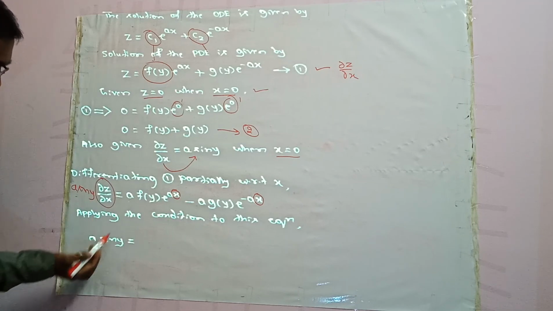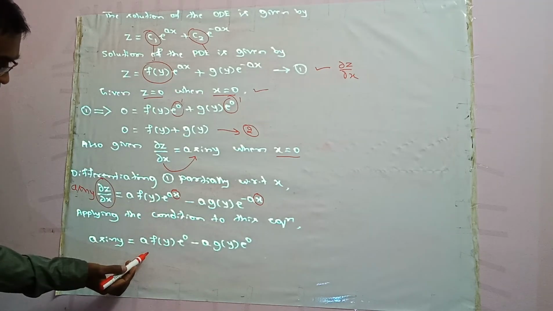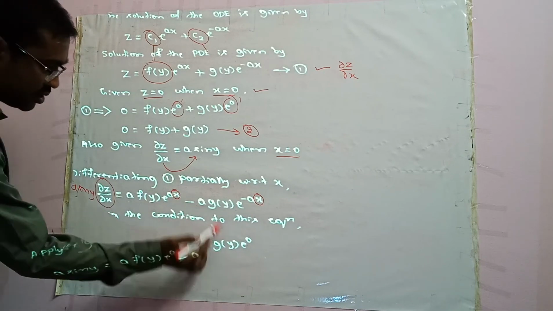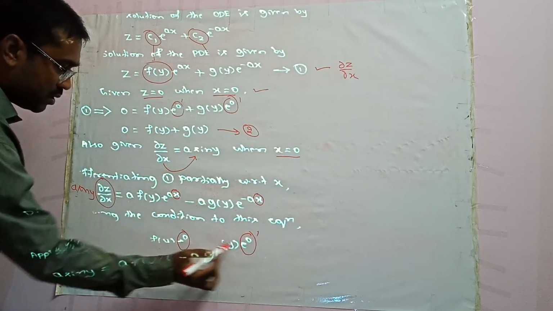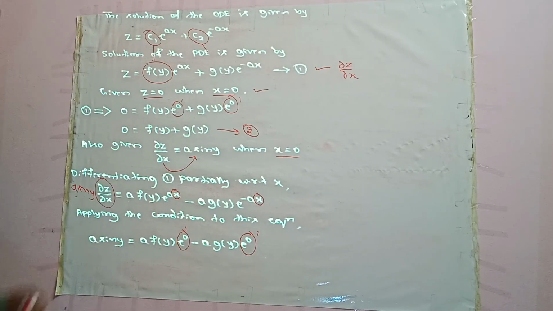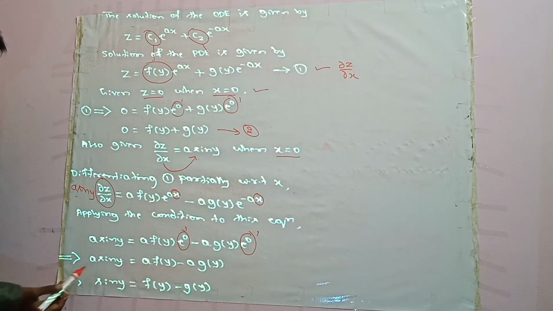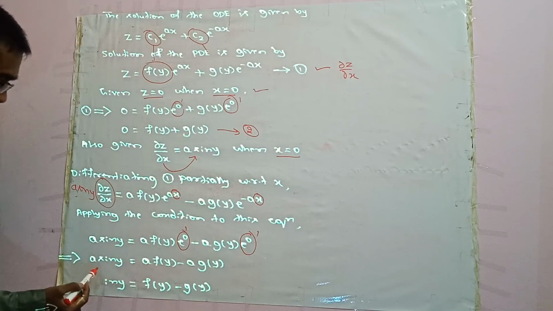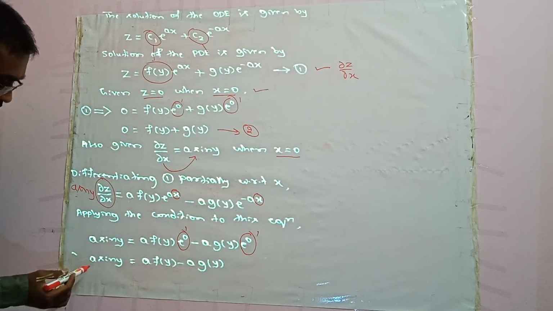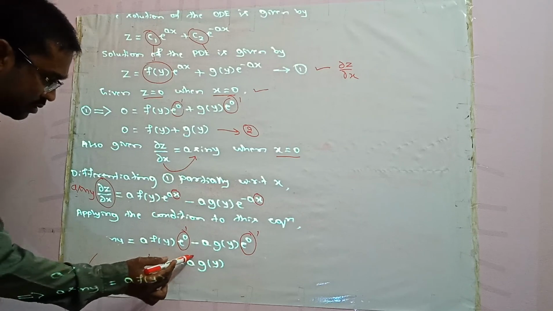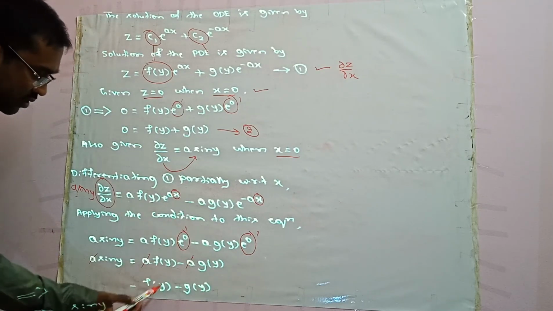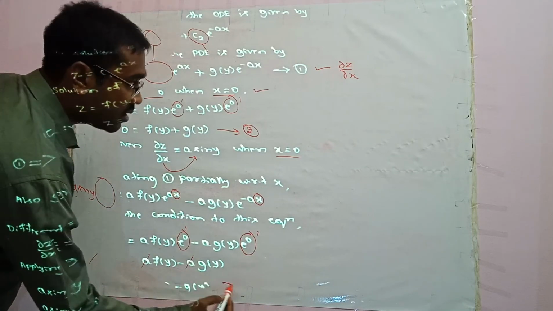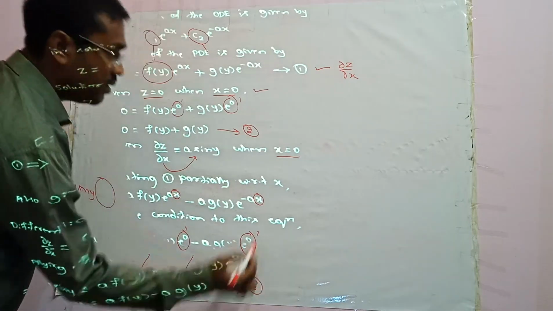A sin y is equal to a into f of y e to the power 0 minus a into g of y e to the power 0. E to the power 0 is 1. It is also 1. So what remains is this. If you divide throughout by a, this a, this a and this a will get cancelled. What remains is sin y is equal to f of y minus g of y. You can call this equation number 3.